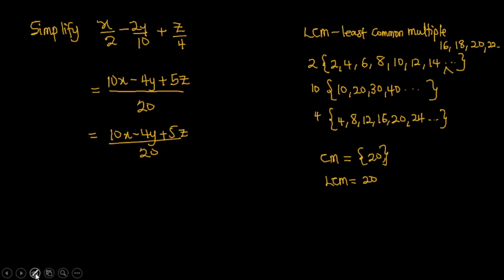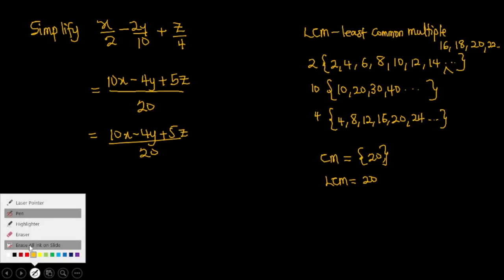Alright, let's see how we can simplify another set of fractions. Assuming we have x squared on y minus y squared on x. How are we going to simplify this expression? The first thing we need to do, as always, is to find a common multiple. Because these are 2 variables, we multiply them and they become the least common multiple. So if we multiply y by x, we get xy.